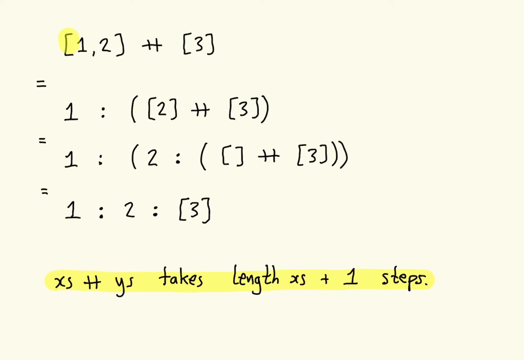So in our particular example, the first list had 2 elements, so we take its length, which is 2, and then you add 1 and we get 3, and that's why we get these 3 steps here. So if you wanted to be a bit more fancy about this, what this means in yellow is that x's plus y's takes linear time in the length of the first argument list x's, which is quite an efficient function.